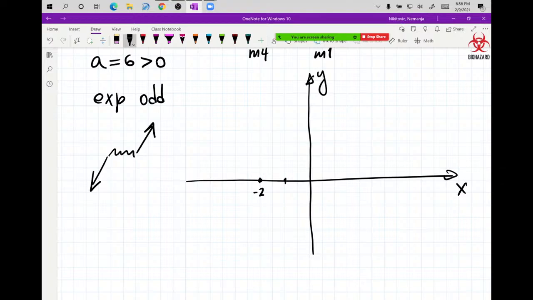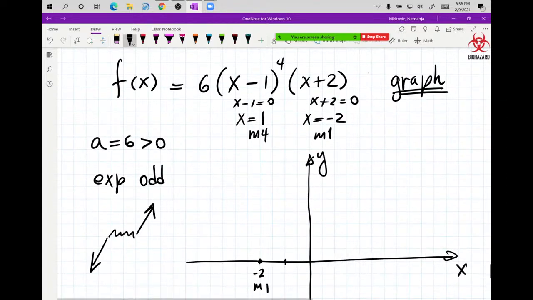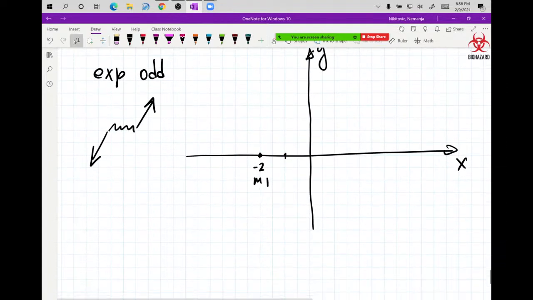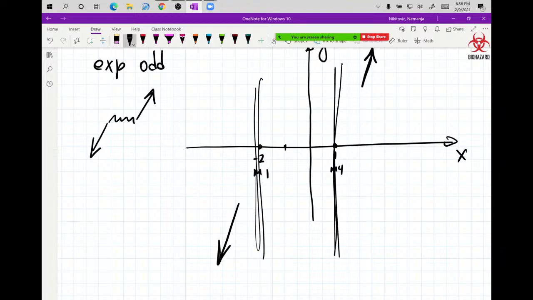Right, x is -2. And that's M1, which means the graph is just going to shoot through. And then I have M4 at +1. And I have the behavior. You always draw the behavior to the left of the last point and to the right, right? So you see where I put these arrows, because they need to connect into their end behavior.